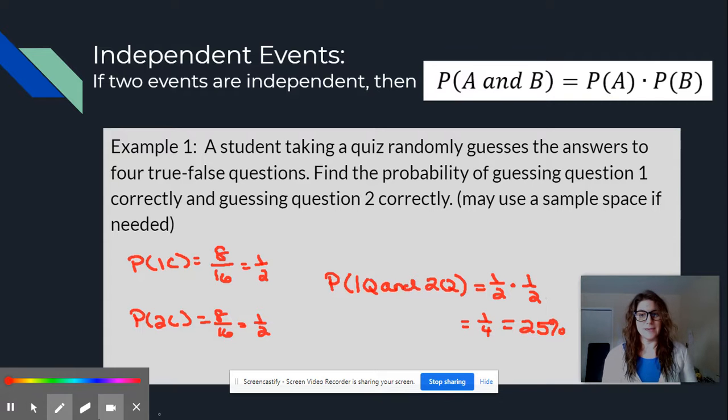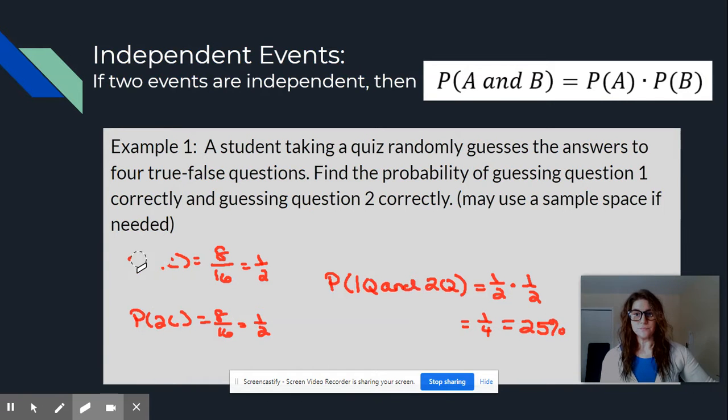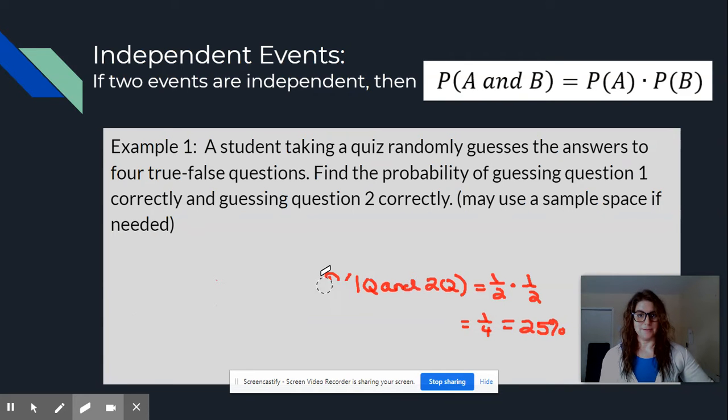But we can calculate, again, pretty easily those events and then multiply them together. And again, that is something that's considered an independent event. And we'll go through more examples like this in the class period.